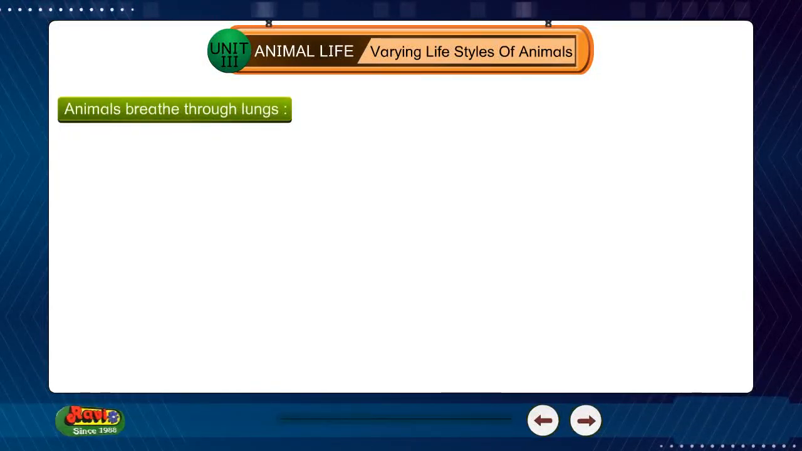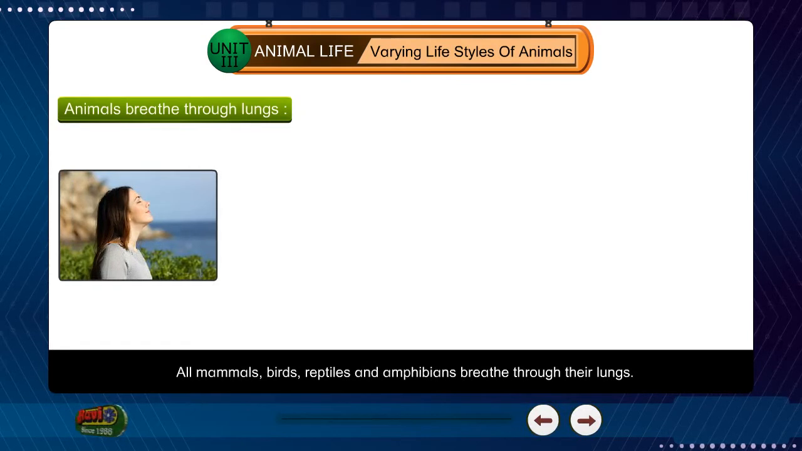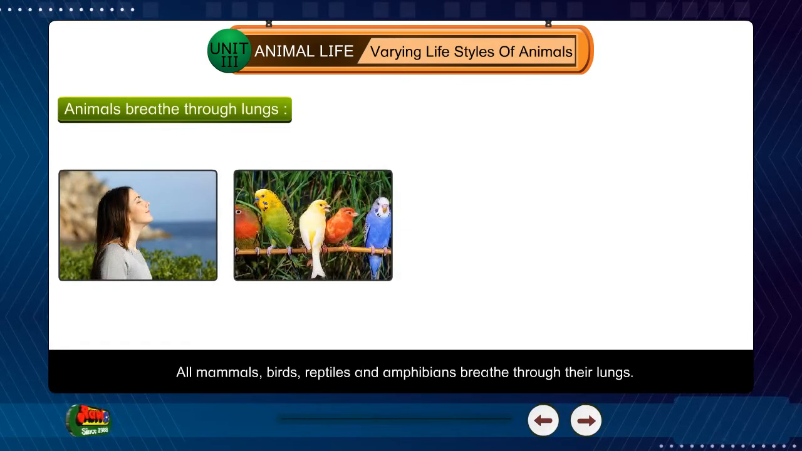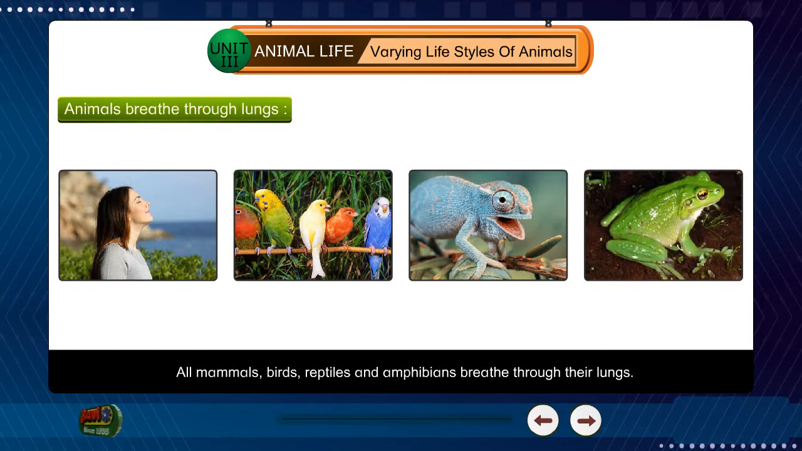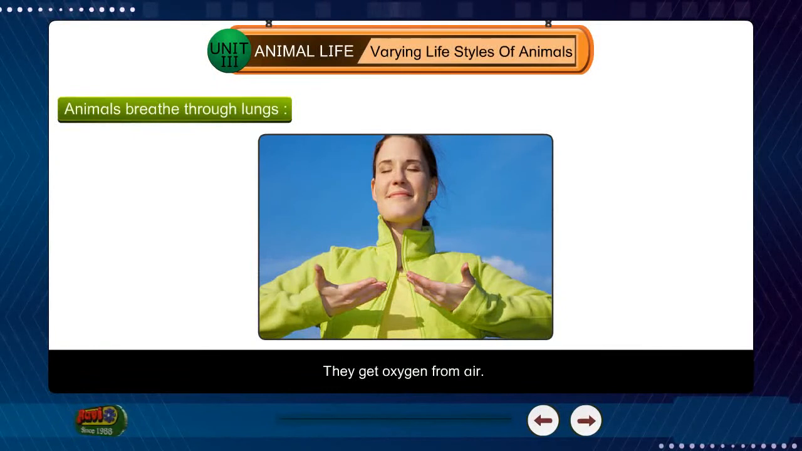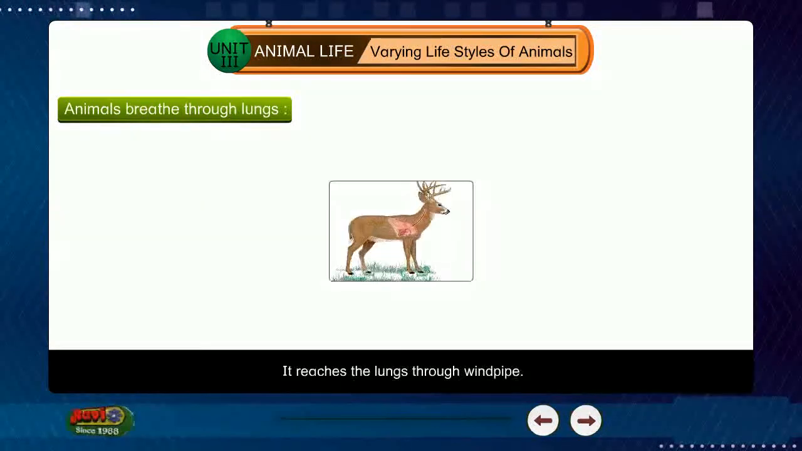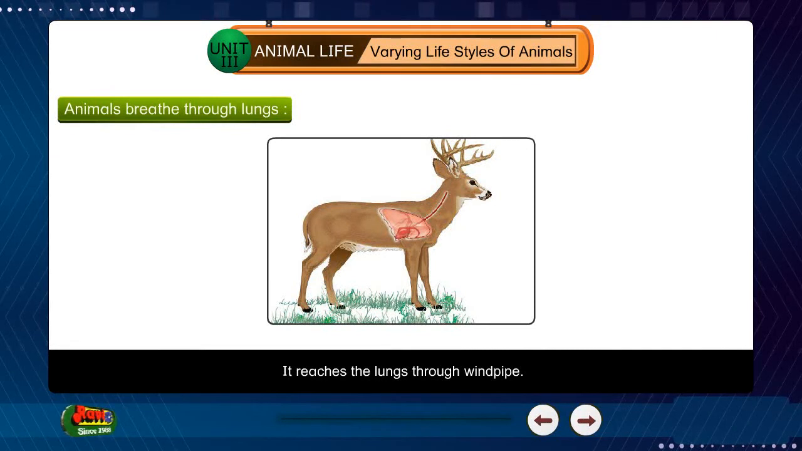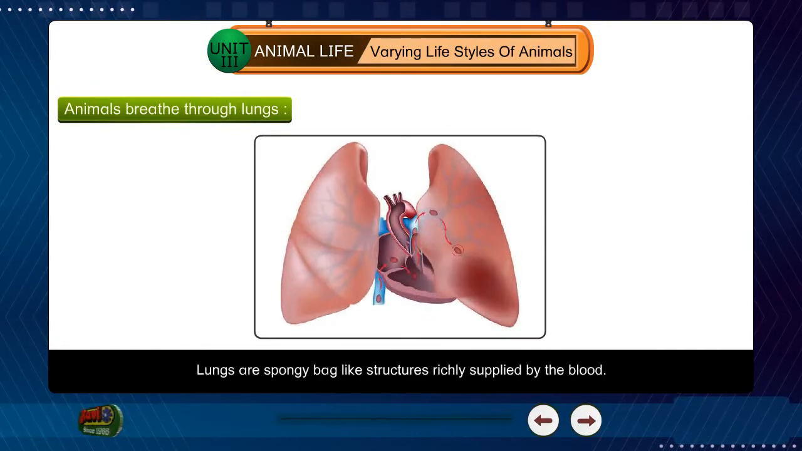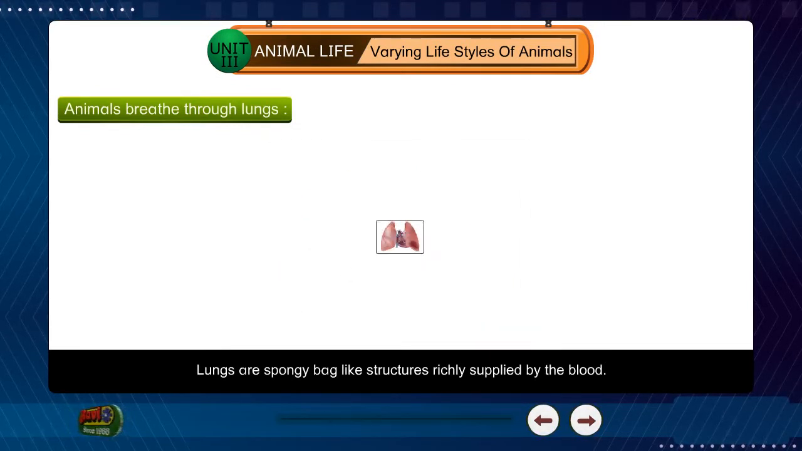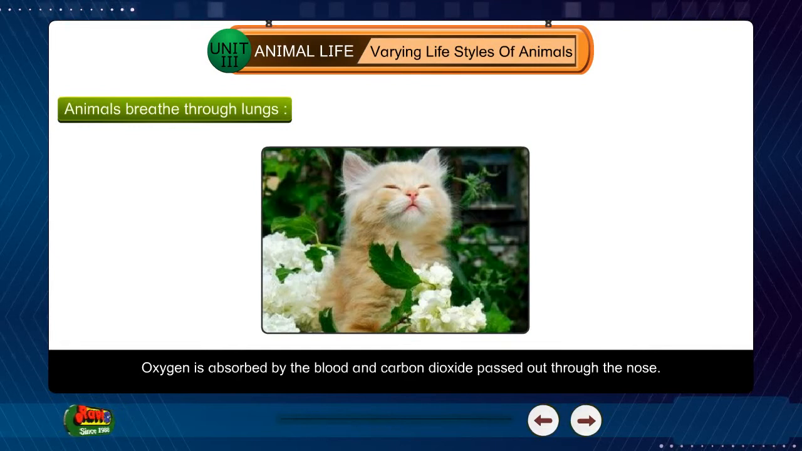Animals breathe through lungs. All mammals, birds, reptiles, and amphibians breathe through their lungs. They get oxygen from air. These animals take oxygen through the nostrils. It reaches the lungs through windpipe. Lungs are spongy bag-like structures richly supplied by the blood. Oxygen is absorbed by the blood and carbon dioxide passed out through the nose.